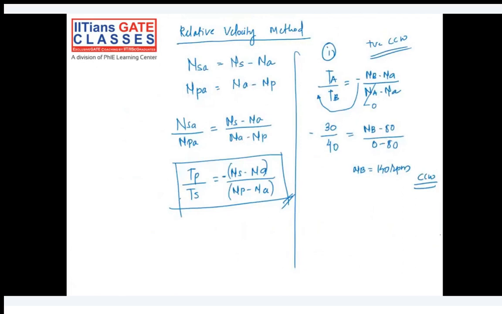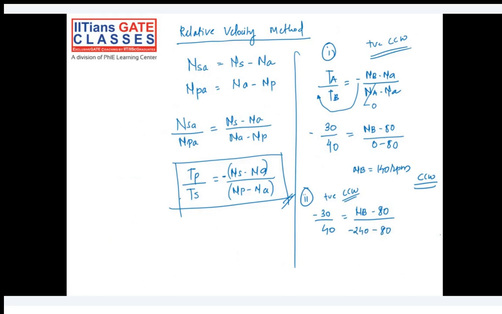In the second case, same thing, minus 30 by 40 I'm writing. We are supposed to calculate NB. Arm is rotating at 80 RPM in counterclockwise. Here again, counterclockwise is positive, is our assumption. Okay, counterclockwise means positive. Gear A is rotating at 240 RPM clockwise, so I should write it as minus 240 minus 80. That's all. So minus 240 minus 80 is minus 320.